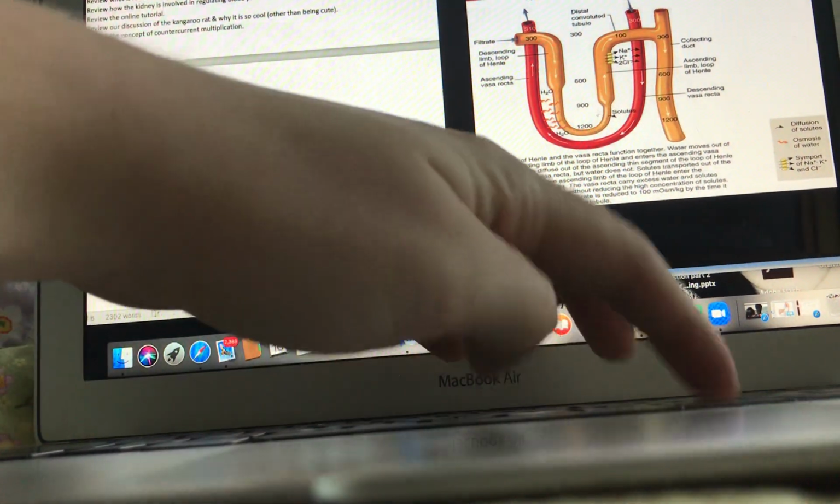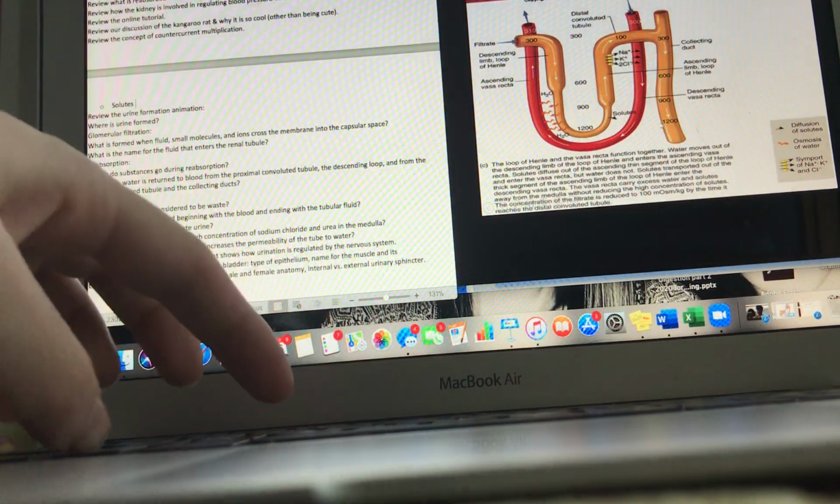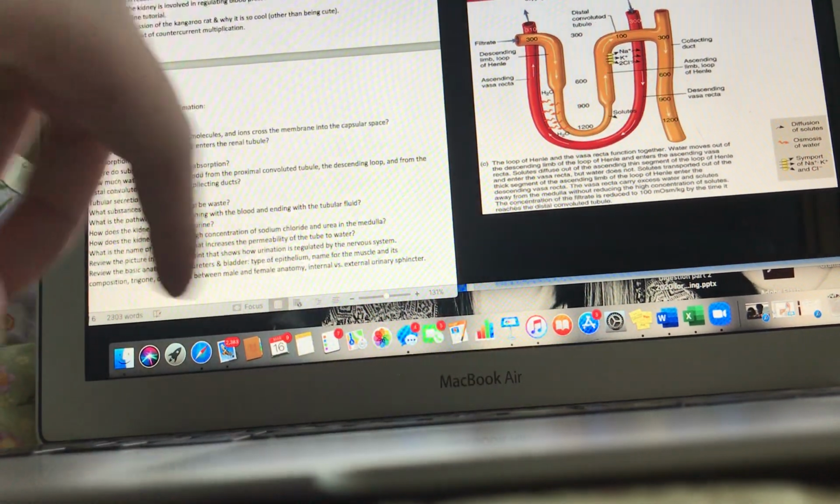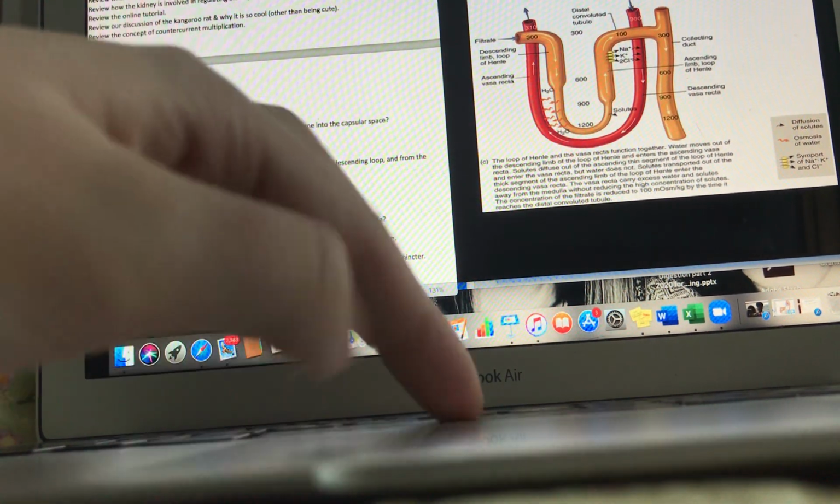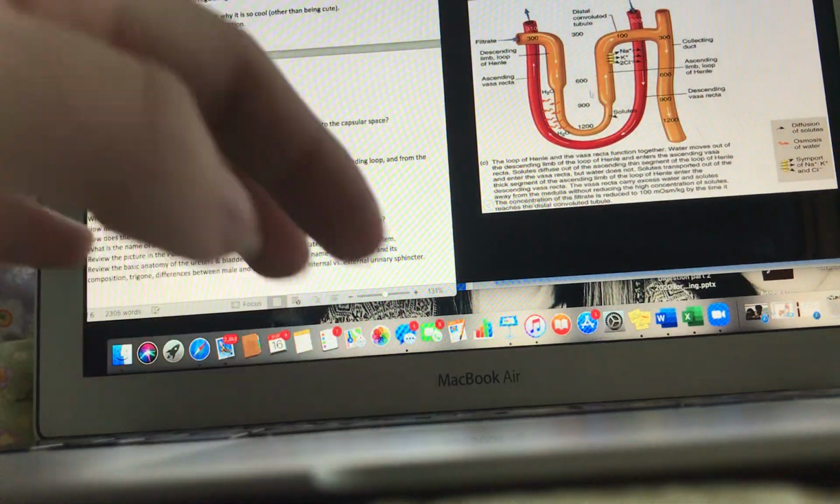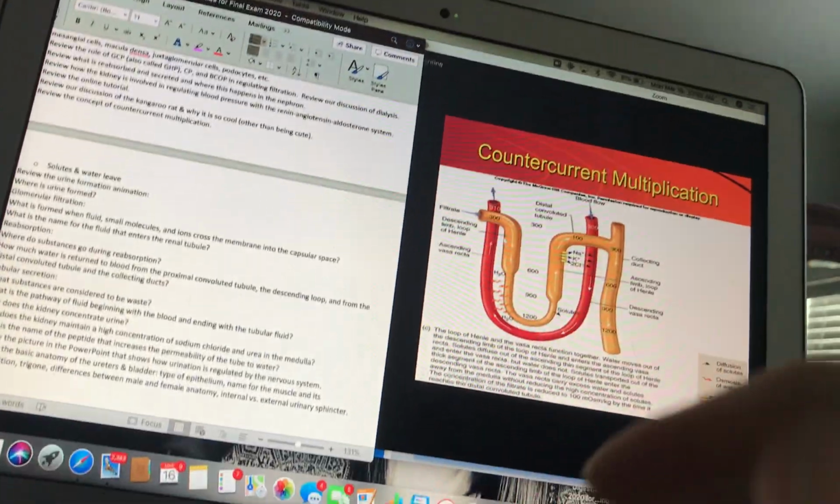And are you guys comfortable with what happens in all the different sections of the nephron? Or not really? Yeah, I think I just need to review it, but I understand it.